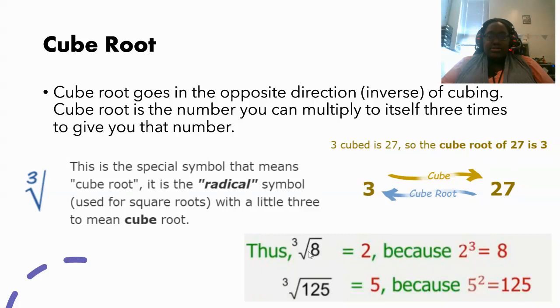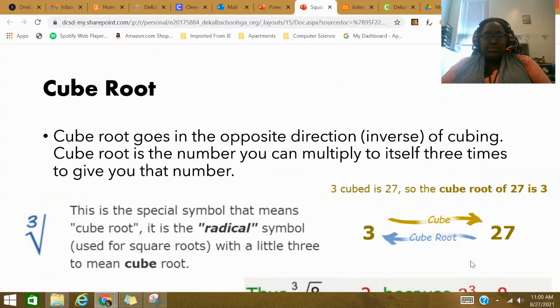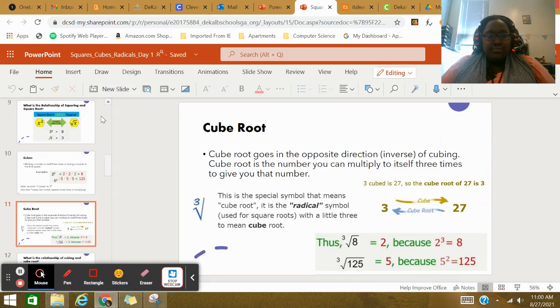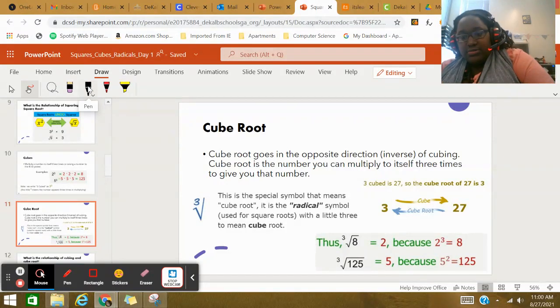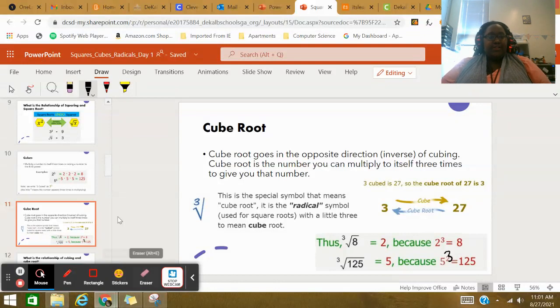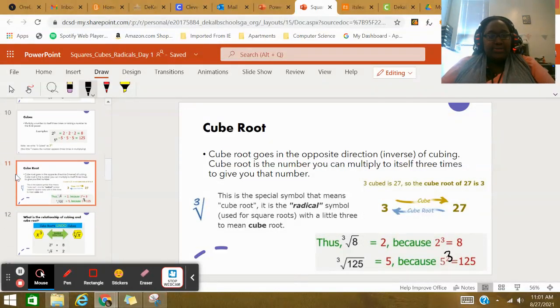And so here are some examples. The cube root of 8, I'm sorry, is 2. And 2 to the third power is equal to 8. And they're just showing you how they're inverses. The cube root of 125 is 5. Okay, and this is a typo. This should say 5 to the third power, not to the second. So this should say to the third power is equal to 125. And I'll go ahead and change this right now. This should be a 3. Okay, so 5 to the third power is 125. And please make sure that you copy this down in your notes.